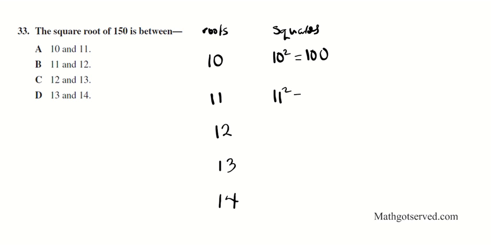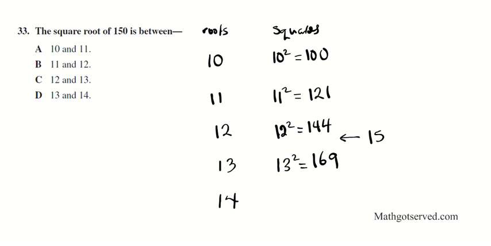11 squared, 11 times 11, is 121. Is 150 between these two numbers? No, too small. 12 squared is 144. No. 13 squared is 169. Well, voila, that's exactly what I want. 150 is between 144 and 169, right?